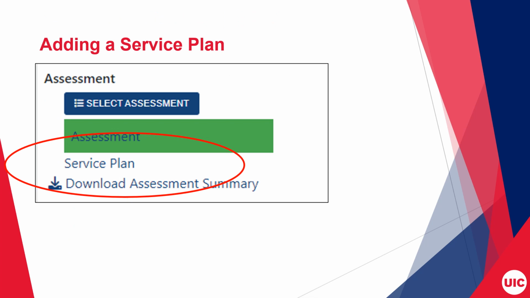To add a service plan, click on Service Plan under Assessment. This will open a screen with a list of all available service plans. You may view or download established service plans by clicking on Details or Download, respectively. To add a new service plan, enter the planner and plan date and click Add. This will add a new plan, then click Details to view and edit the details of the plan.